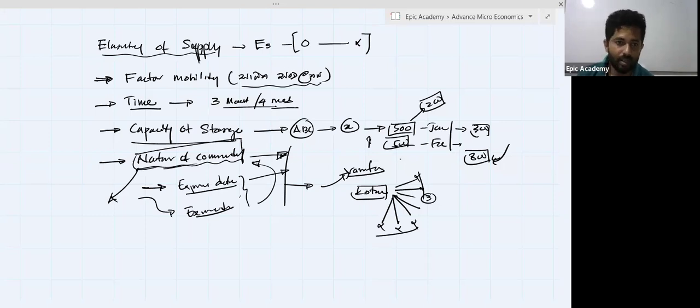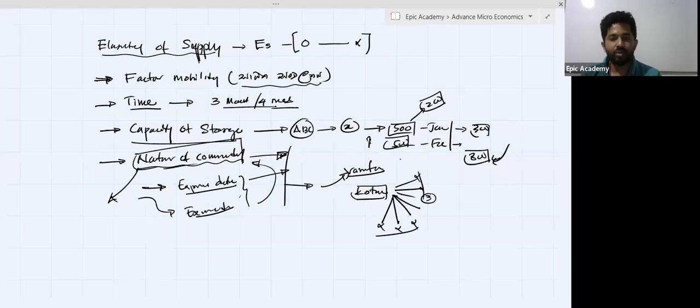In the question, the nature of the commodity also will be a major factor. Right. So those are the factors which we can identify as determinants of the elasticity of supply: factor mobility, time period, capacity of storage, nature of the commodity. Okay, those are the factors.